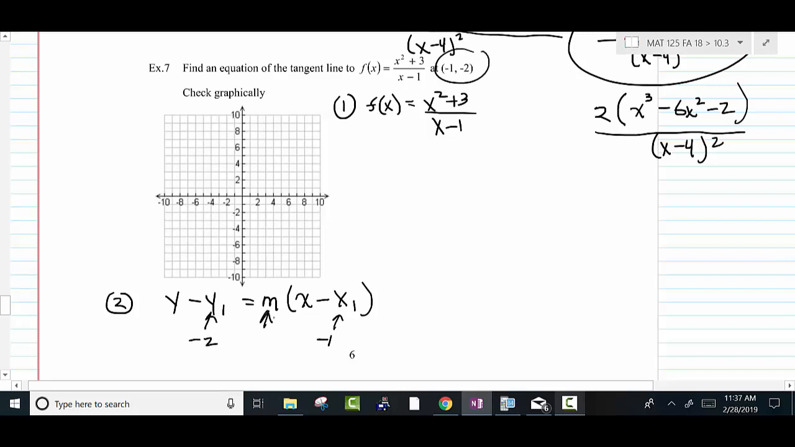What do you do to get the m? You do what? Derivative. Okay, right. You do the derivative, which is quotient rule. And then what do you do after you get the derivative? You plug the x value in, right? Okay, so you want to do that. So go ahead and start with this. Go ahead and get your derivative and see what you can finish up on that.